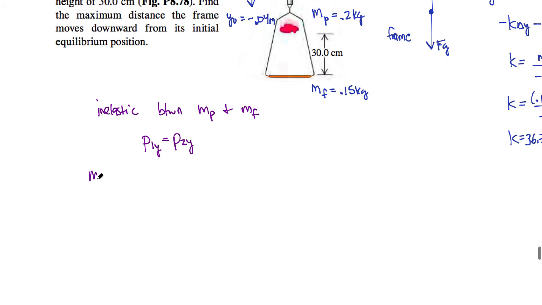So I have mass of the putty times V1 of the putty plus mass of the frame times V1 of the frame is equal to mass of the putty and the frame together times their final velocity. So, unfortunately, even though I know that the frame starts with an initial speed of 0, I don't actually know V1 of the putty. So how do I go about finding V1 of the putty? V1 of the putty is going to come from this falling distance. So I can actually find V1 of the putty from a conservation of energy situation.